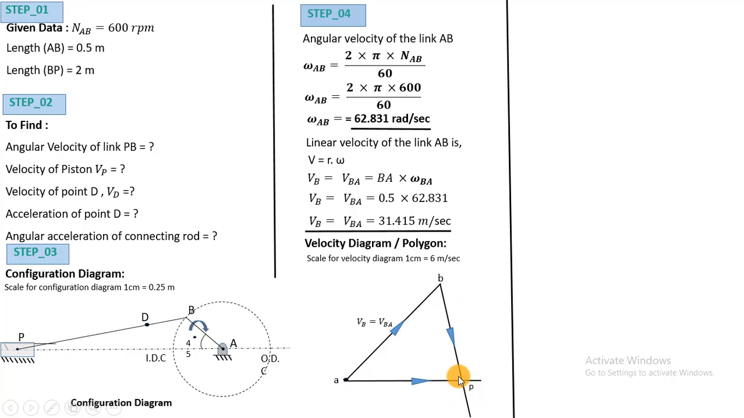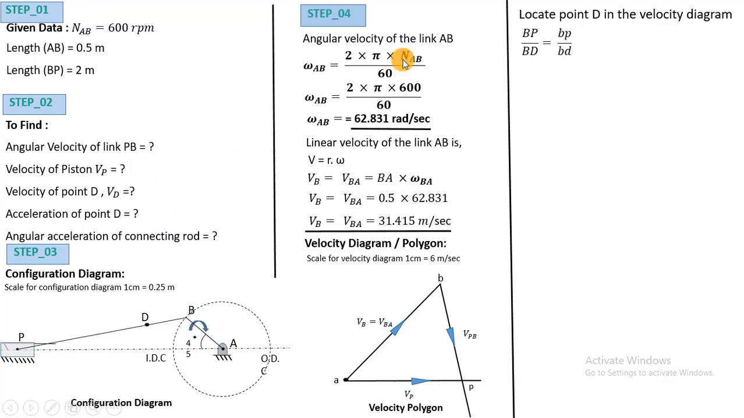Now BP is representing the linear velocity of the connecting rod, and AP is representing the linear velocity of the piston. This is the velocity of point P observed from B, and this one is the velocity of the piston observed from point A. Now in the next step, we have to locate the point D. This point D is dividing BP in some ratio. In the velocity polygon as well, it will divide the vector BP in the same ratio as it divides the connecting rod BP. So to locate the point D, we'll use this.